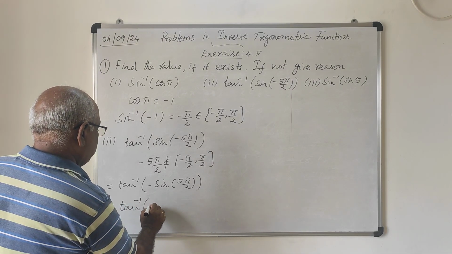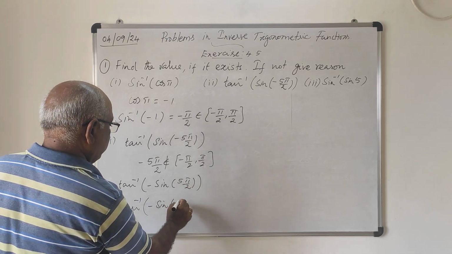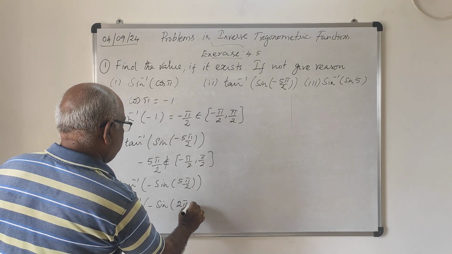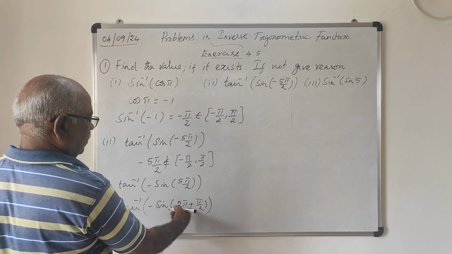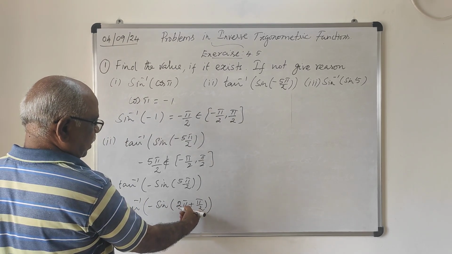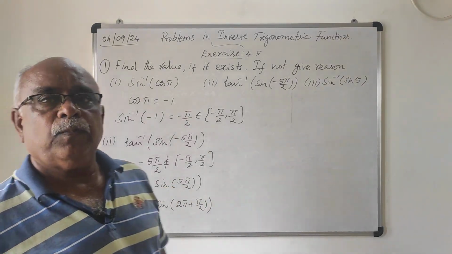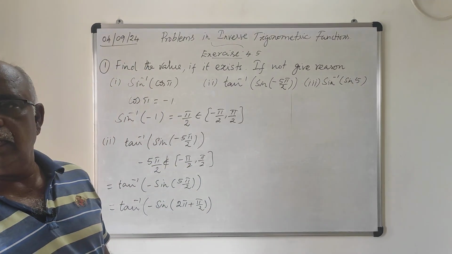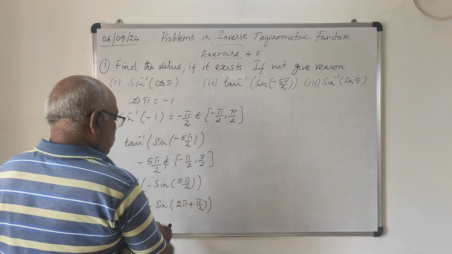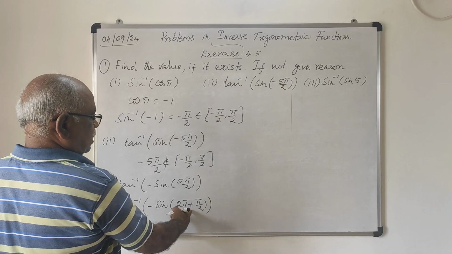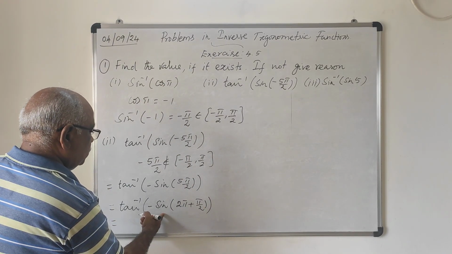minus sine of pi by 2 can be expressed as 2 pi plus pi by 2. This is 2 pi plus pi by 2. 2 pi plus pi by 2 is, 2 2s are 4, 4 plus 1, 5 pi by 2. So 5 pi by 2 can be expressed as 2 pi plus pi by 2. So 2 pi plus theta is again in the first quadrant. Therefore, first quadrant sign positive.